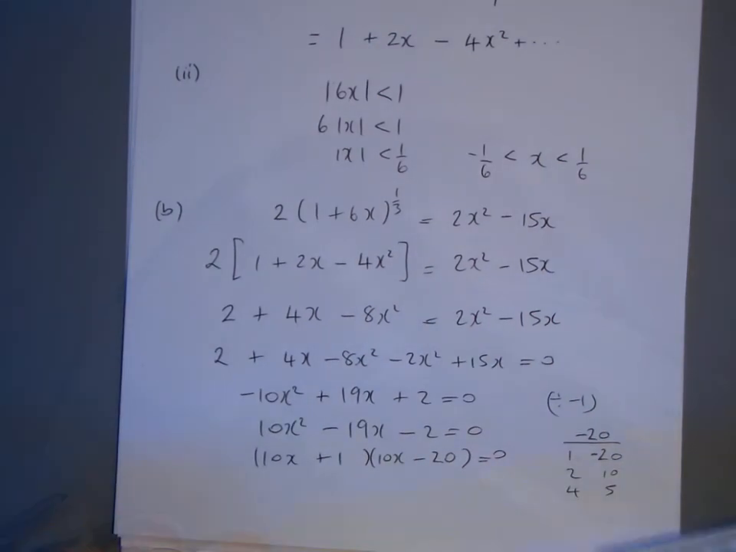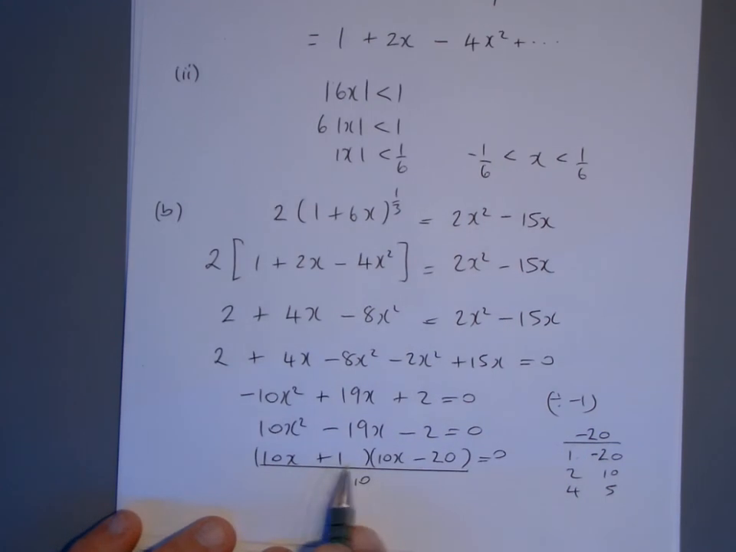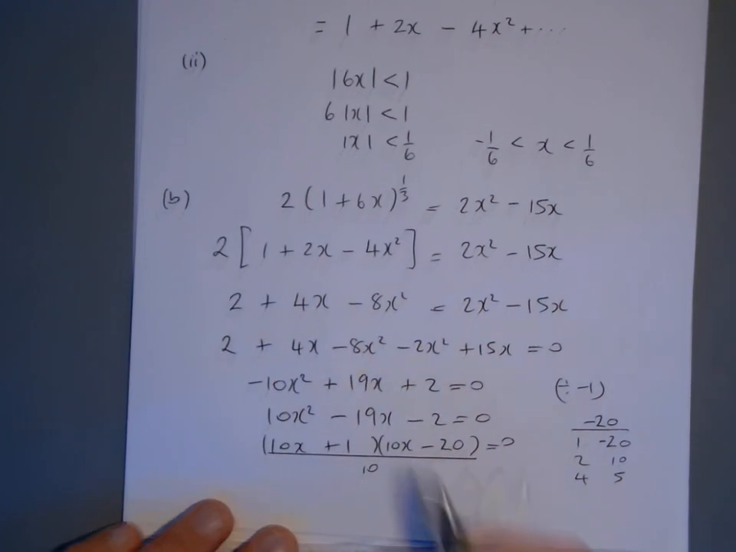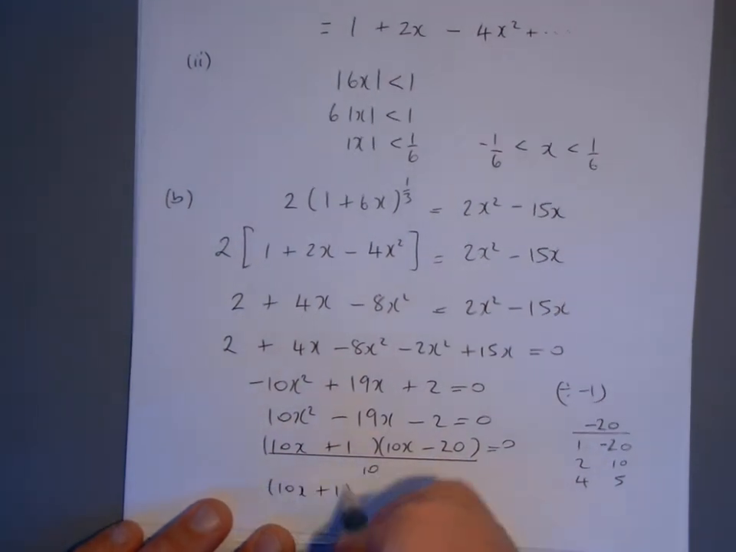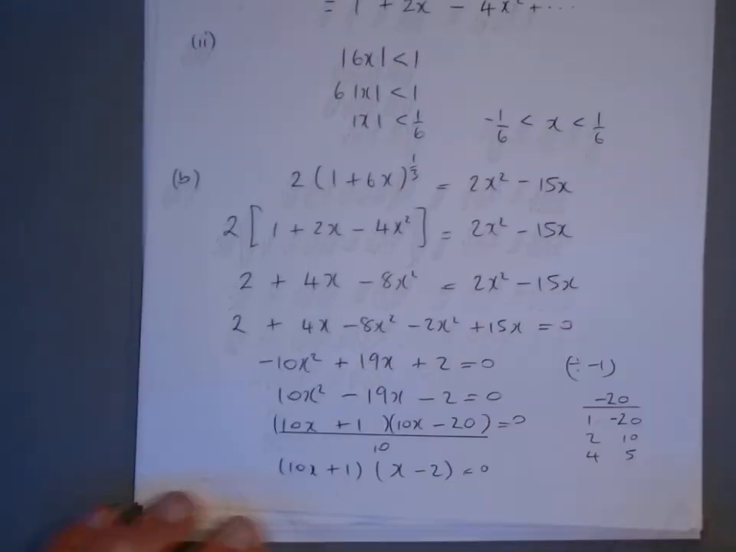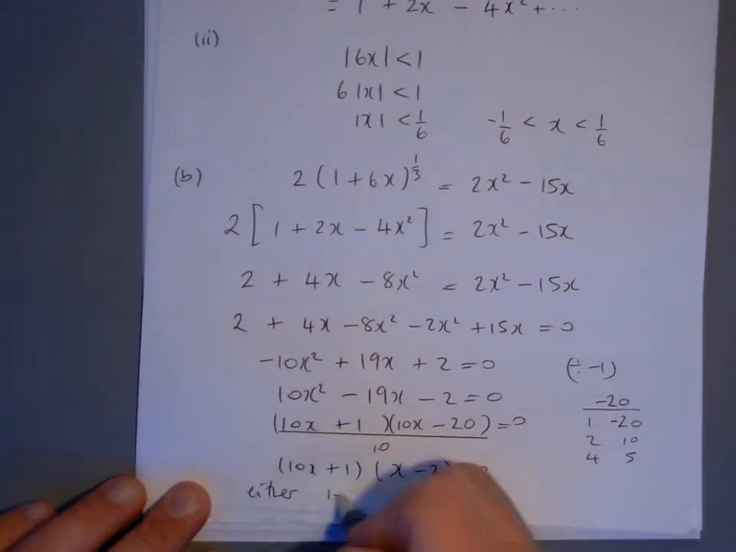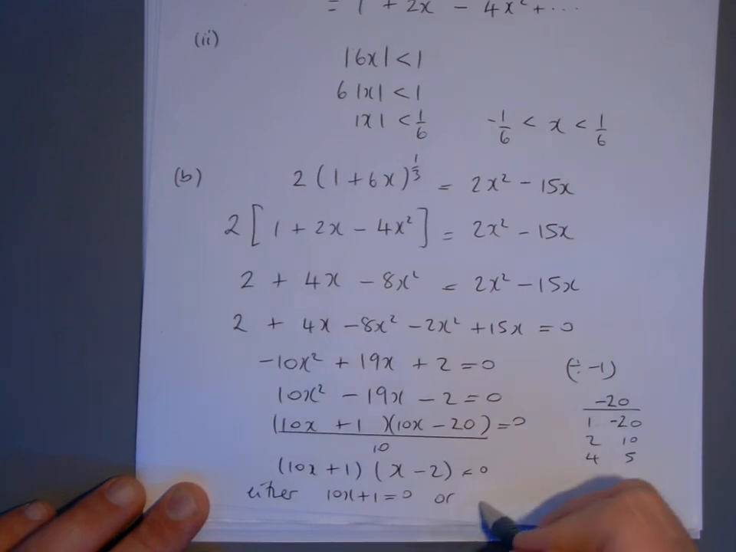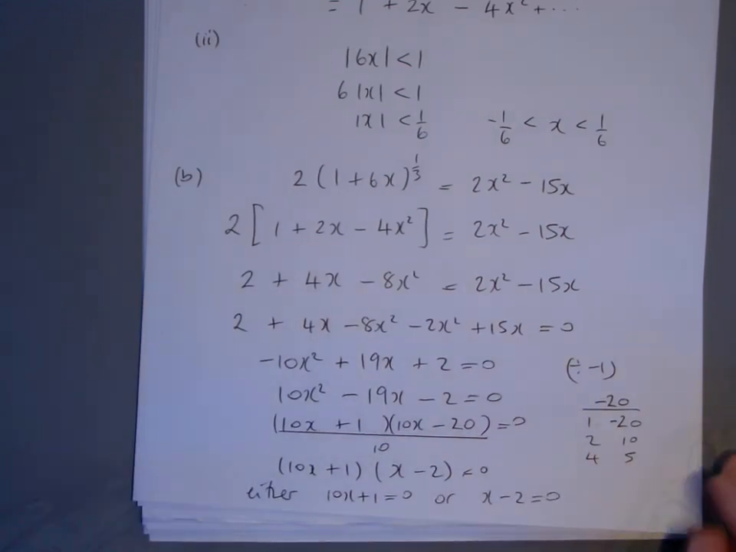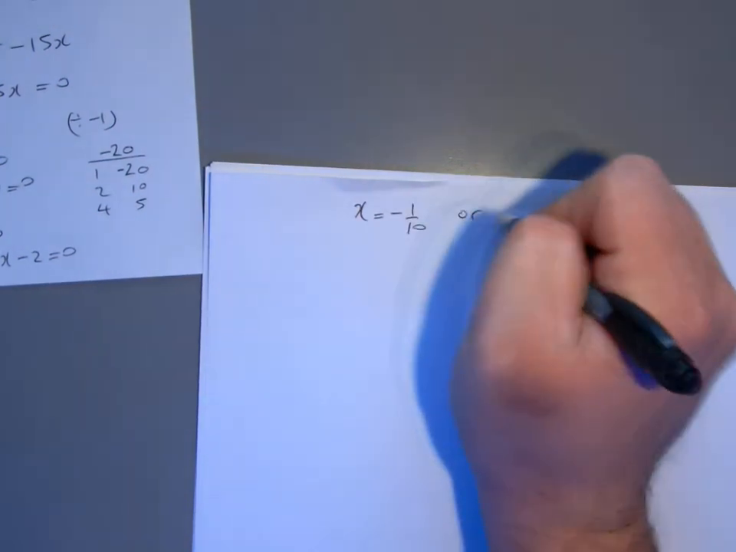Don't forget then, with this method of factorizing, we've got to pay back. We've got to divide by 10. The first bracket can't be divided by 10, but the second bracket definitely you can divide by 10. So you get x minus 2 equals 0. So you have either 10x plus 1 is equal to 0, or x minus 2 is equal to 0. Which means we've got x equals negative 1/10, or x equals 2.